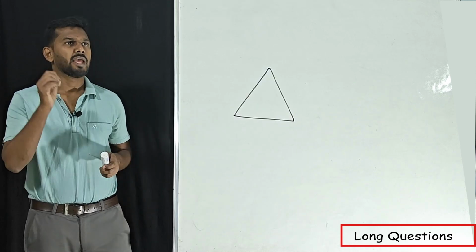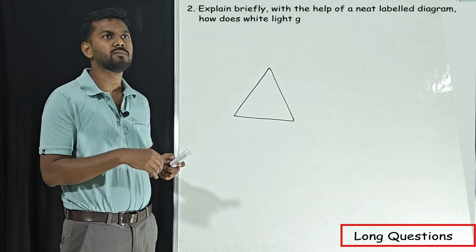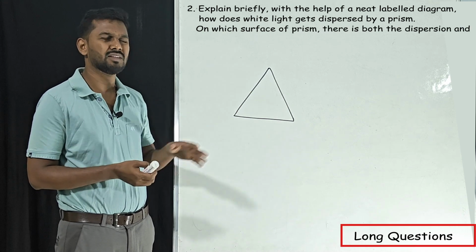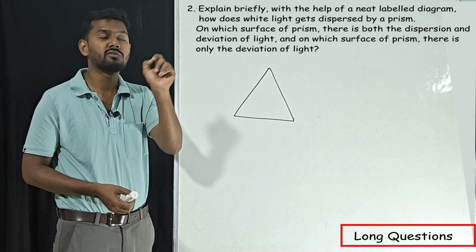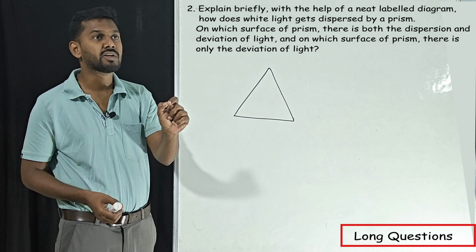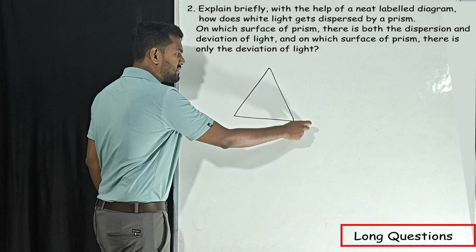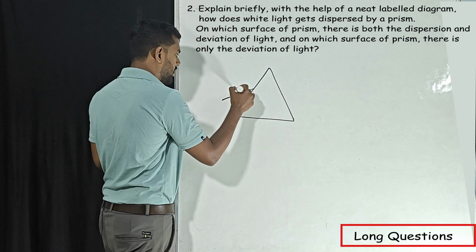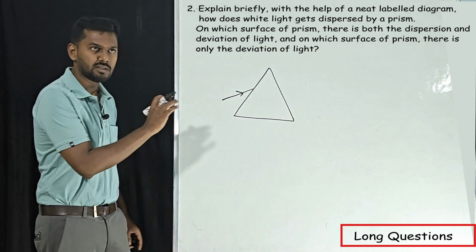Our next question: explain briefly with the help of a labelled diagram how white light gets dispersed by a prism. That one we can do ourselves. Now the next questions are very much important. On which surface of the prism? This is the first surface and this is the second surface. The light enters here, so this is the first surface and this will be the second surface, that we should know.